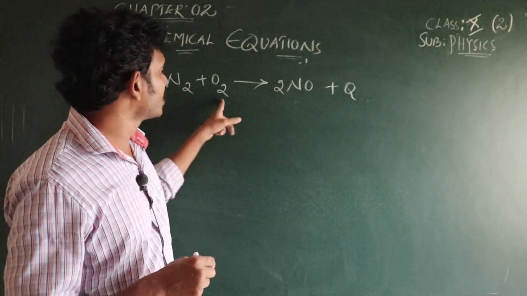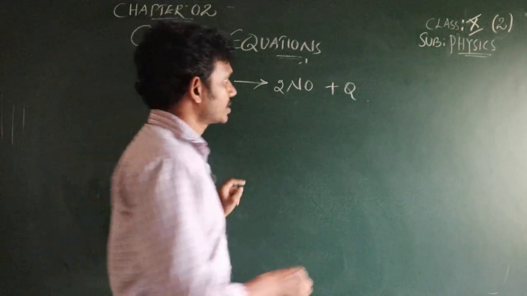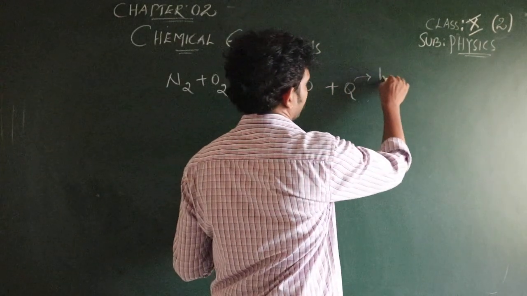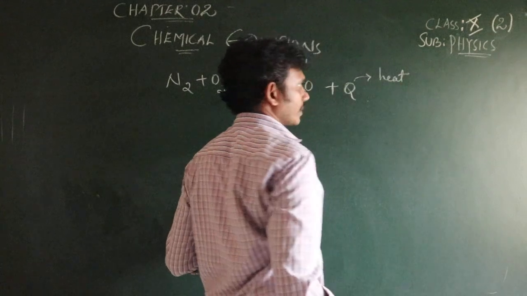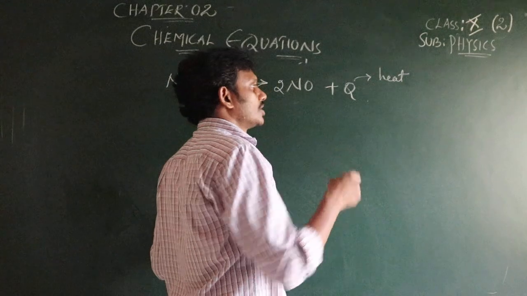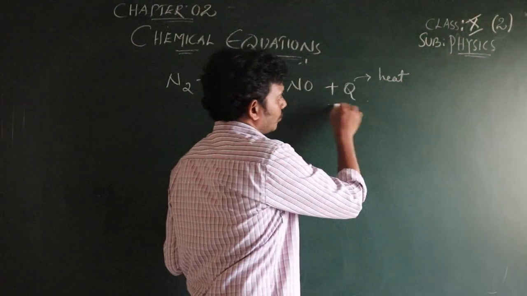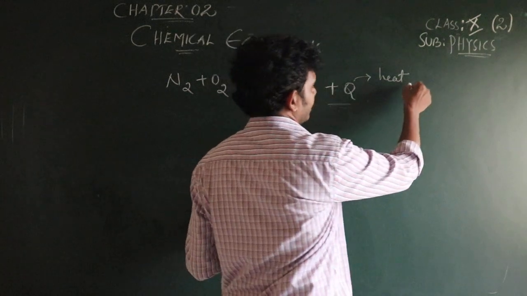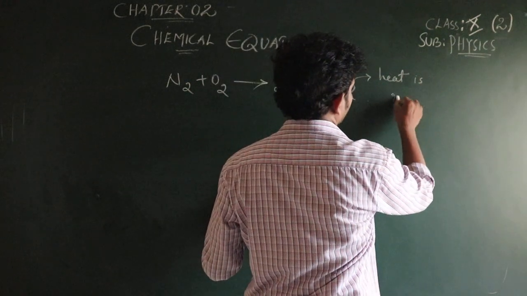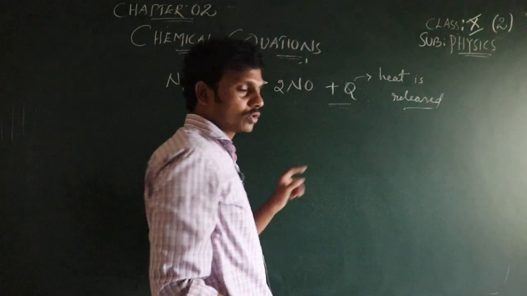So here N2 plus O2 gives us 2NO plus Q. This Q is for heat. Sometimes we show that with minus q, and sometimes it is shown with positive q like this. If plus q is there, heat is released. If the heat is released, we say plus q.